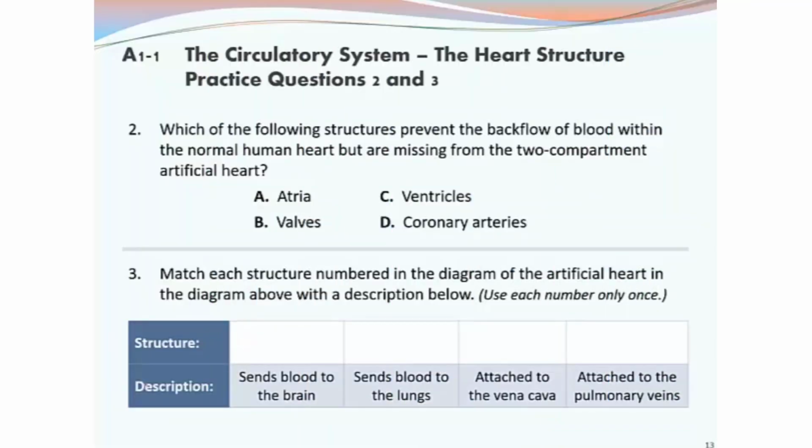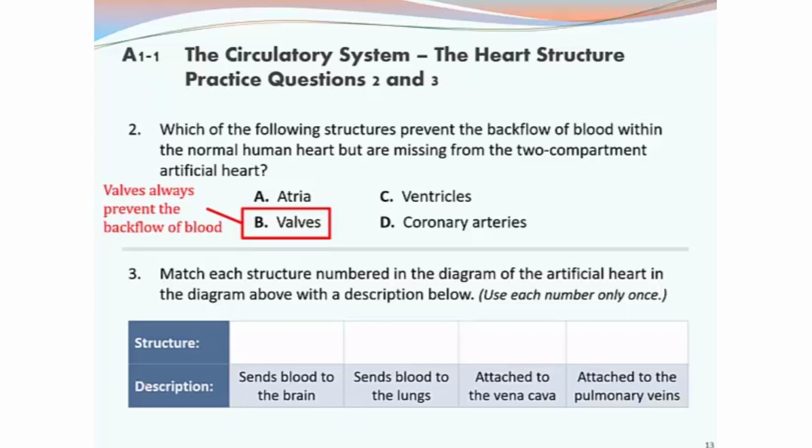It says, which of the following structures prevents the backflow of blood within the normal human heart? Now, here's the deal, you guys. Now we're talking about just a normal human heart. So we are moving away from the 2-compartment artificial heart, but it's just a question. So what prevents backflow of blood within a normal human heart? That would be just the valve that we talked about, not specific names of the valves, just valves. That's what we need in Science 30.